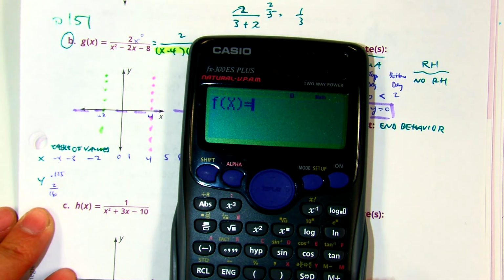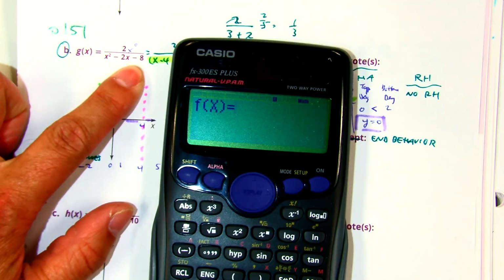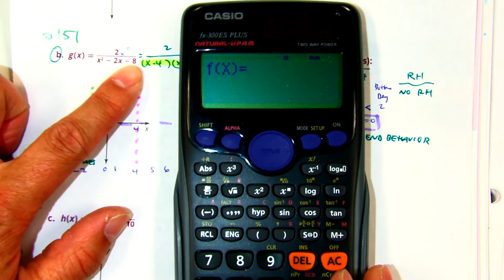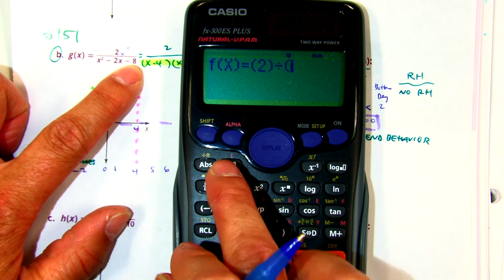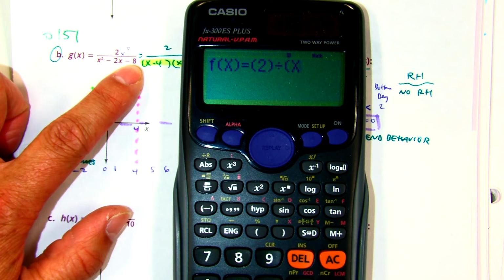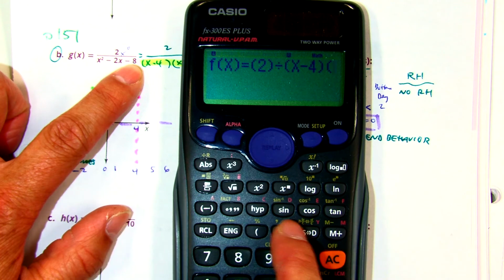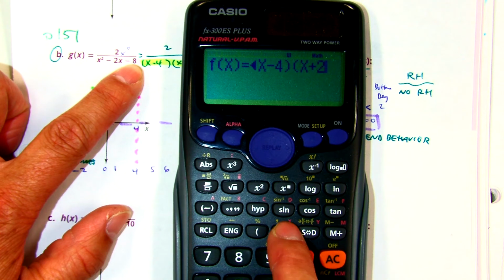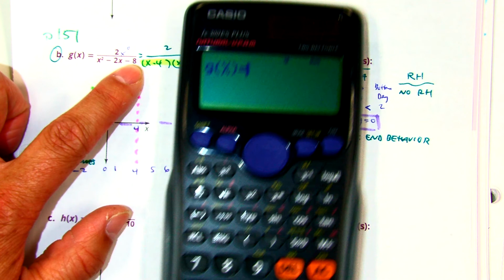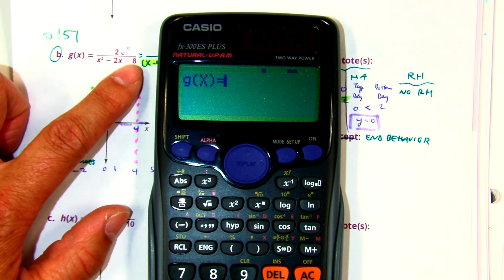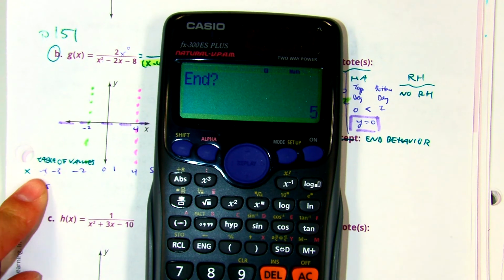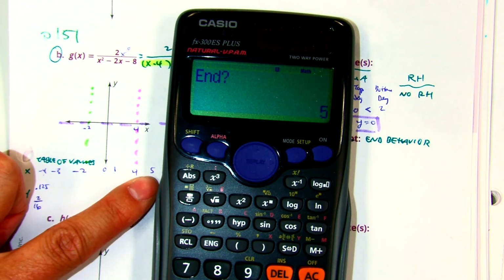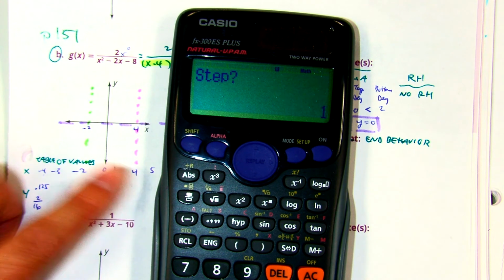Alright, let's put this function in. Parentheses 2 divided by x minus 4. X plus 2. It's asking me for a second function, which I don't have. I want it to start at -4. I want it to go to 6. And I want it to count by ones.